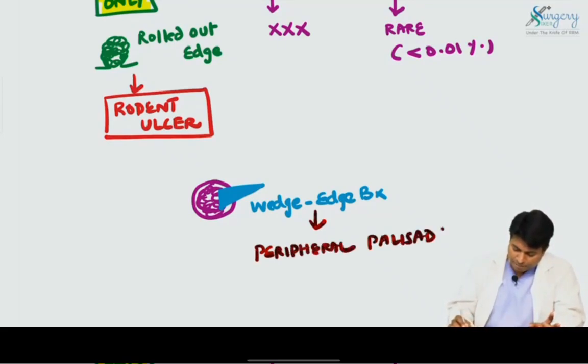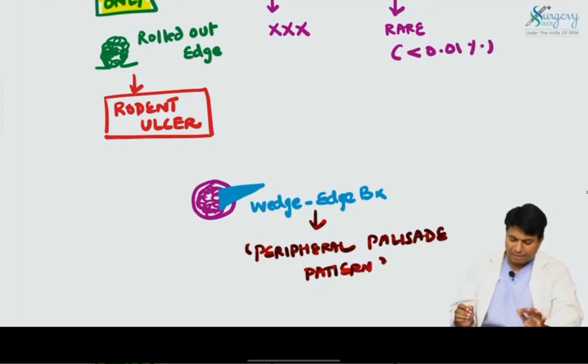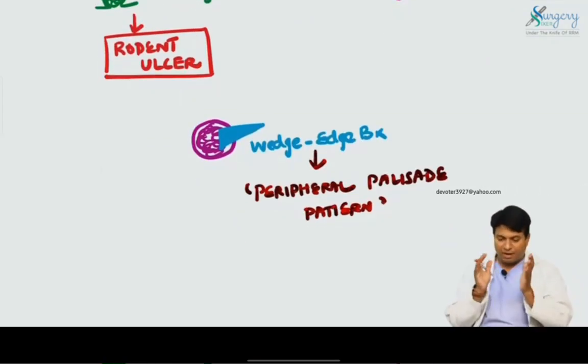I will show you the image. Peripheral palisade pattern of cells. That is the peripheral palisade pattern of cells seen on wedge edge biopsy.